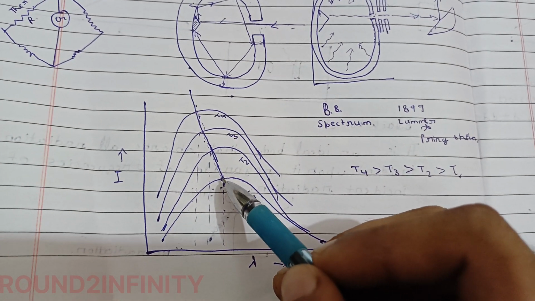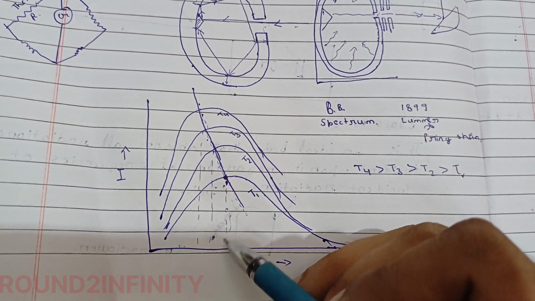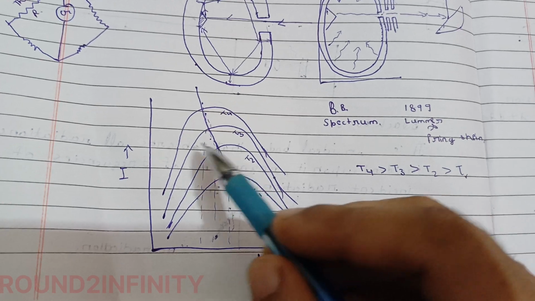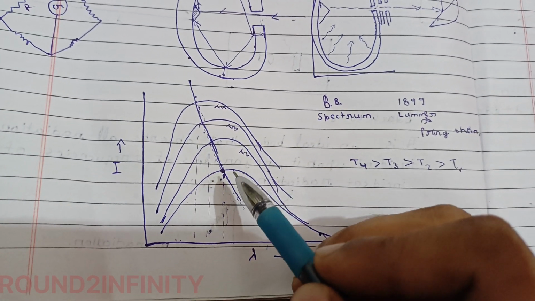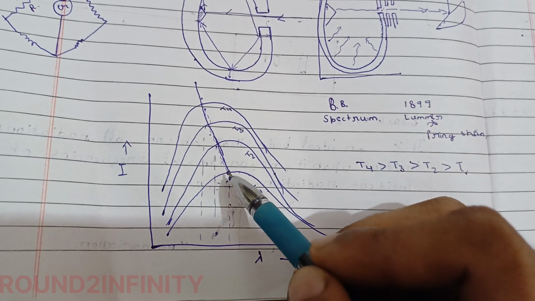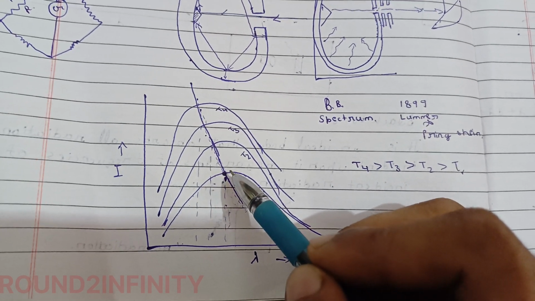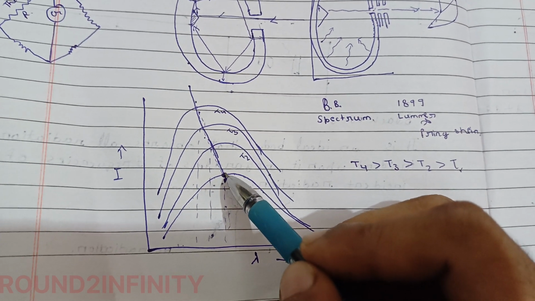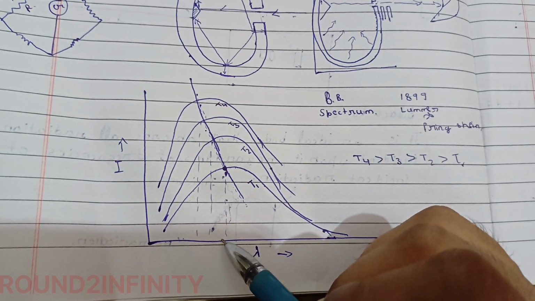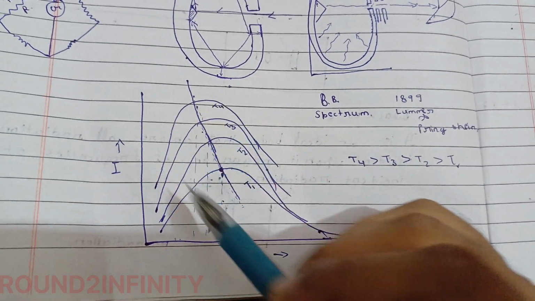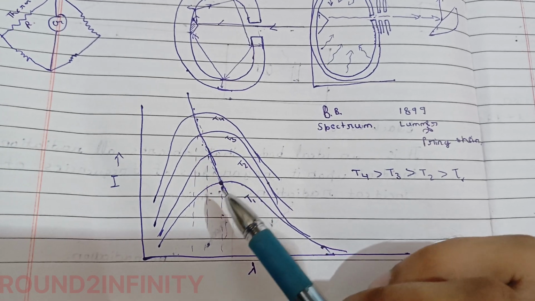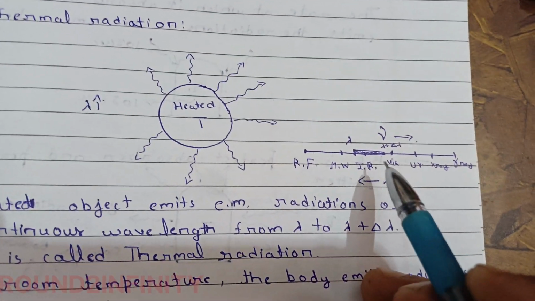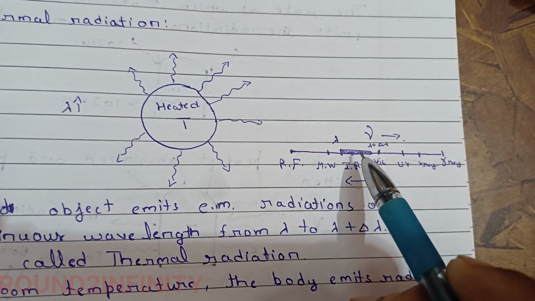So this maximum intensity for a particular lambda, with increasing temperature, is shifting towards this end, lower lambda. As we see the temperature increasing, the wavelength having the maximum intensity is going down. So what this says is that with increasing temperature the curve moves inside this region, meaning lambda will decrease.